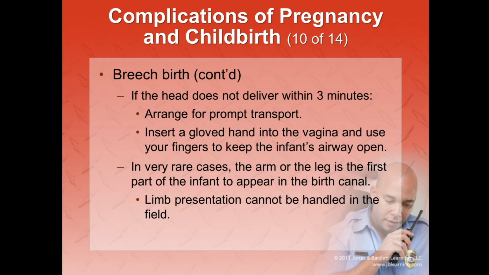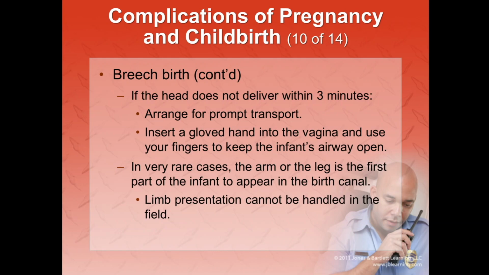So what you're going to do is take a gloved hand, place it into the vagina, and use your fingers to keep the infant's airway open. If you take your right hand and make a V with your middle finger and pointer finger, you're going to want to push up on the baby's chin, nose, and mouth area and make a space between the woman's vaginal wall and the baby's face to allow the airflow to happen. Make sure that the baby is breathing on his or her own.